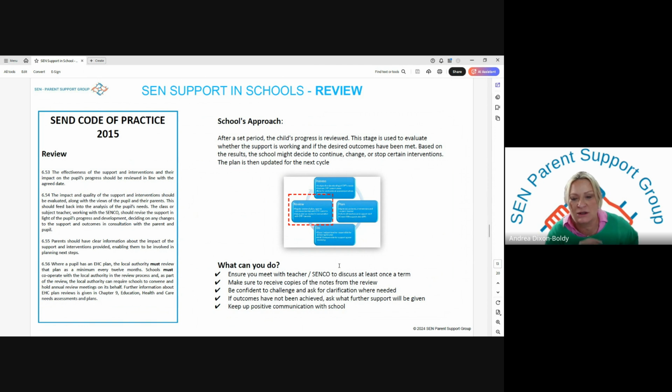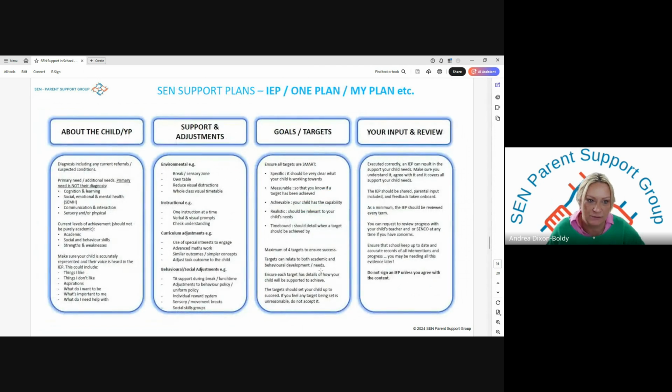Ensure you meet with the teacher and the SENCO to discuss at least once a term. Make sure to receive copies of the notes from the review. Be confident to challenge and ask for clarification where needed. And if outcomes have not been achieved, ask what further support will be given. Keep up positive communication with the school. This is very important at this stage.